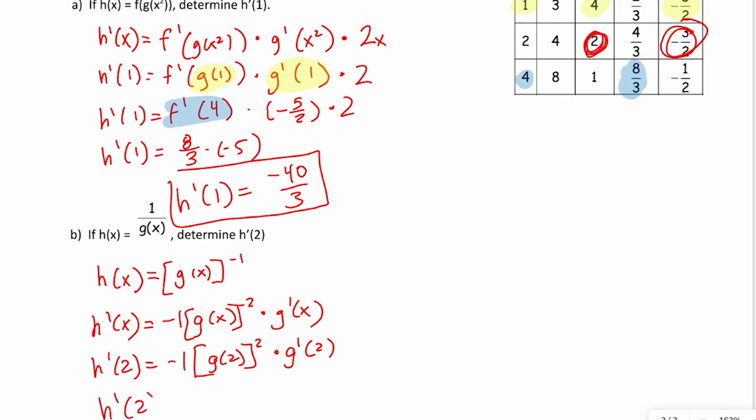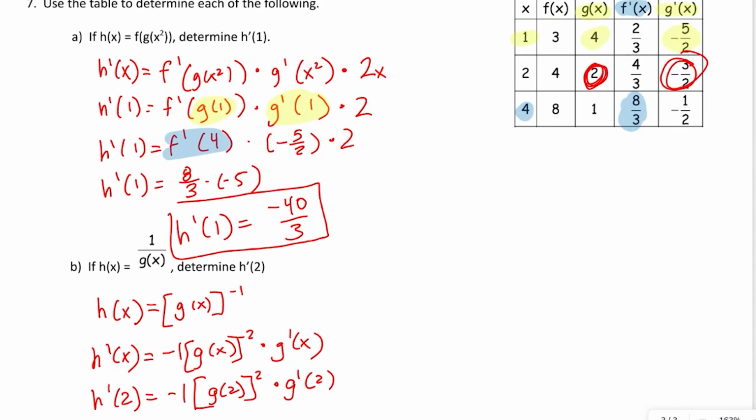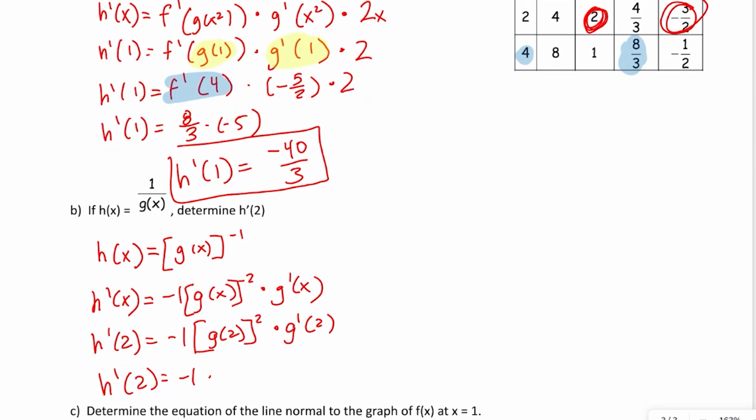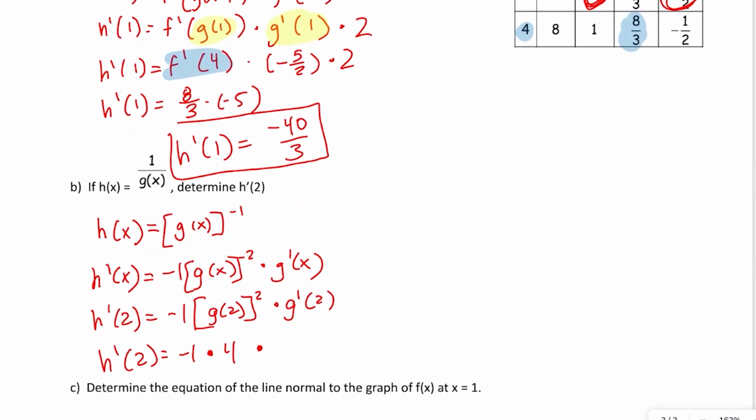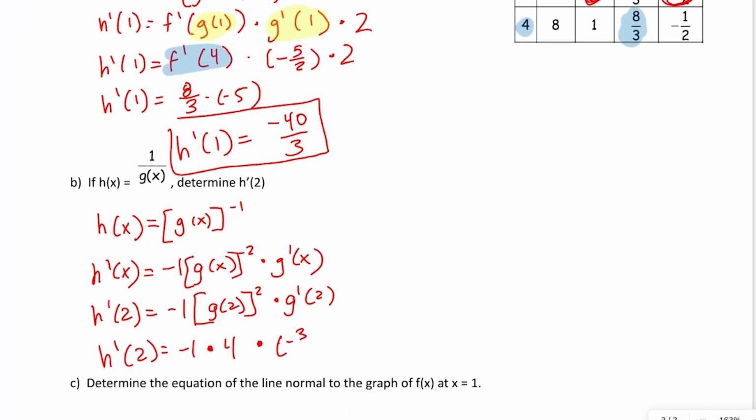So h prime of 2 is negative 1 times g of 2. Let me scroll back up. g of 2 is 2. 2 squared is 4, so times 4, times the derivative of g at 2, and that's going to be negative 3/2. So if we want to simplify that, negative 1 times 4 is just going to be negative 4. Negative 4 times negative 3 is positive 12 over 2, which is 6.